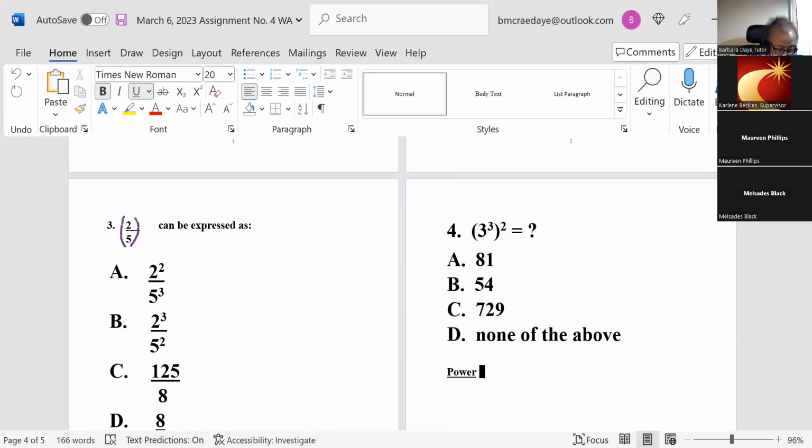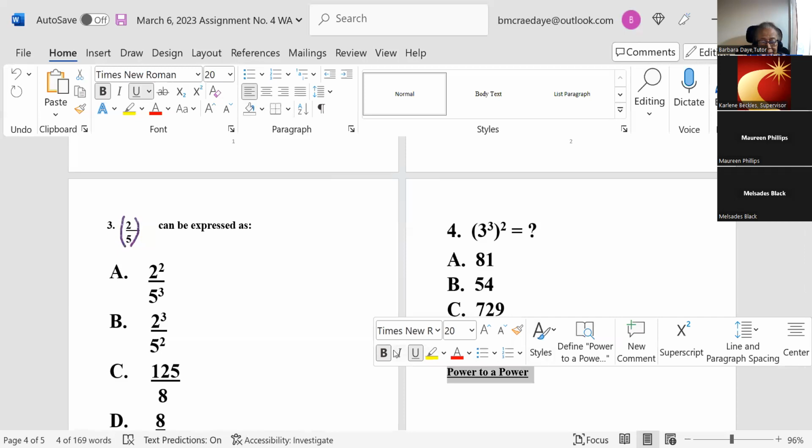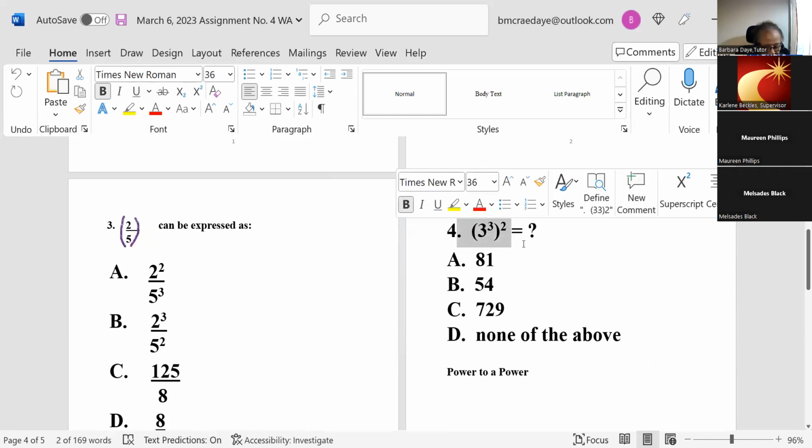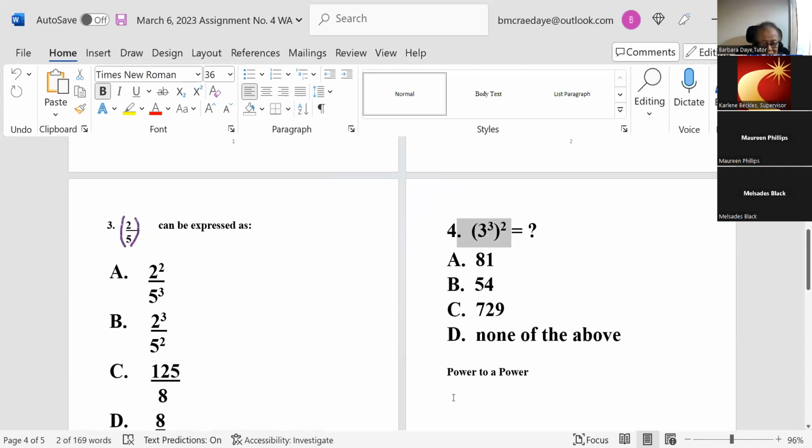Power to a power. A power inside the parentheses and a power outside. So, Mercedes, how do you solve that? A power to a power. Okay. When it's a power to a power, you're going to say 3. I forgot that you're gonna go down to the bottom. The answer is A.